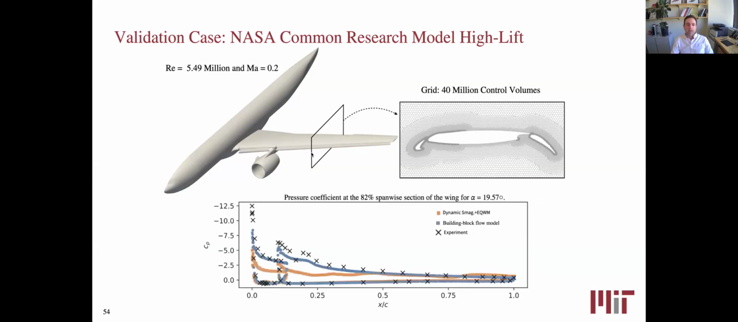Okay. This is just a cut through the wing to see the pressure. And we were trying to explain why the model improves. We want to make sure that it's not by chance. So we look at some more quantities. The blue is the building block flow model, and the crosses is the experiment. So we are still not able to match the experiment exactly.